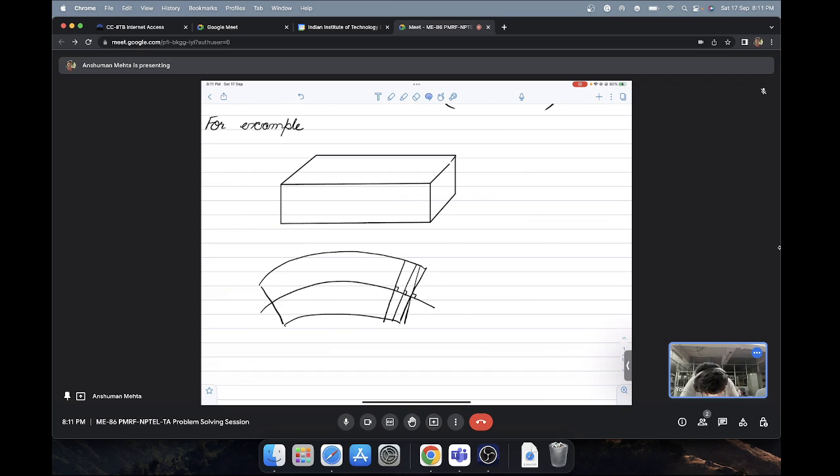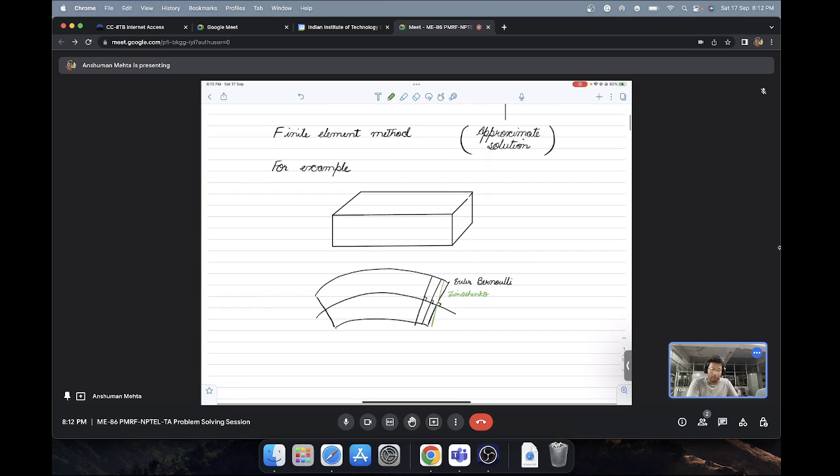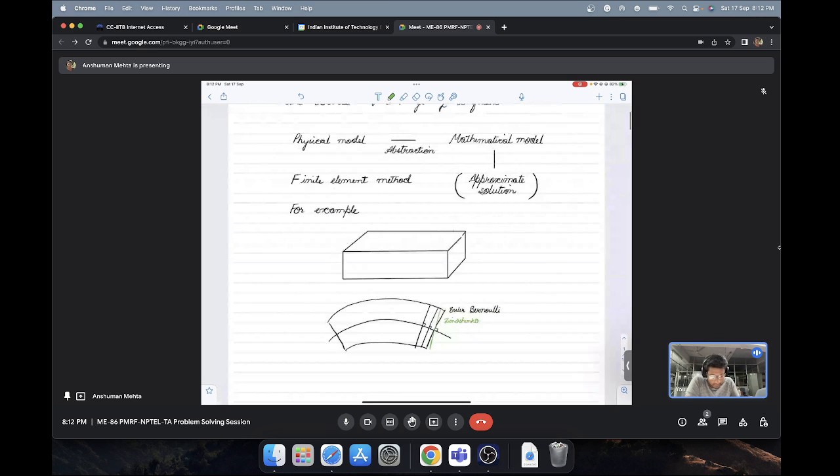So this is Euler-Bernoulli, and this is Timoshenko. So, which is more real? Timoshenko is more real. Euler-Bernoulli is the more ideal form.